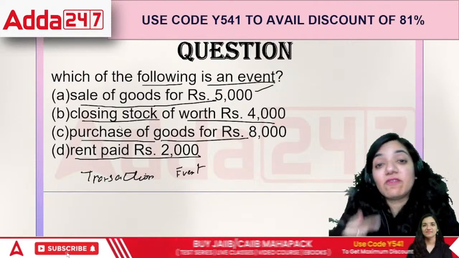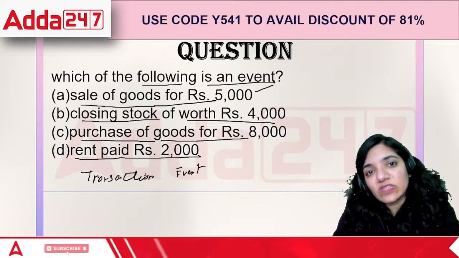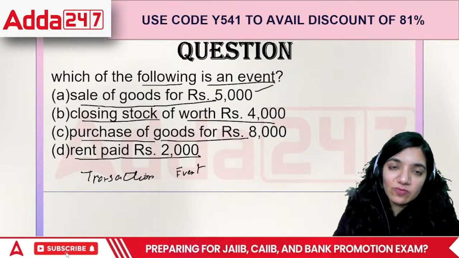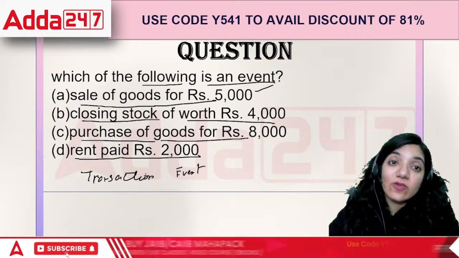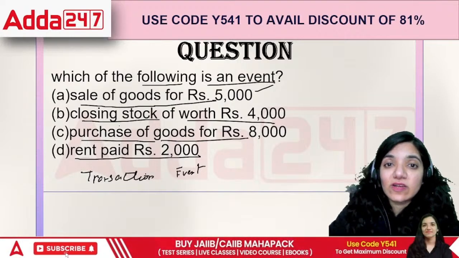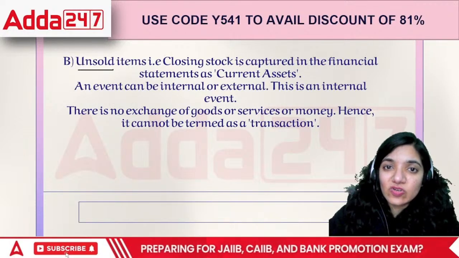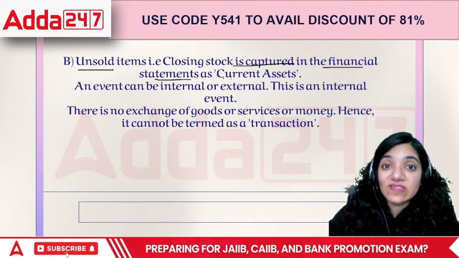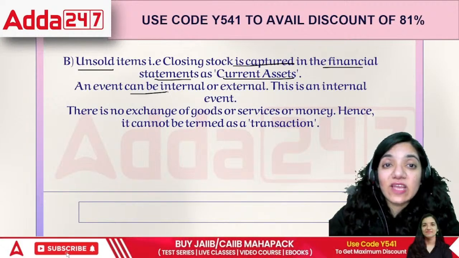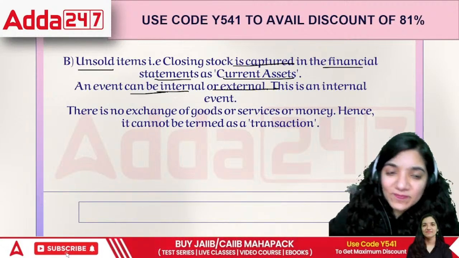closing stock is basically an effect. We purchased goods and among them we sold a few and the rest was still with us. When we have such kind of scenarios with us, that is where we record it as the closing stock. The unsold items, the closing stock, is captured in the financial statements as the current assets. An event can be internal or external.